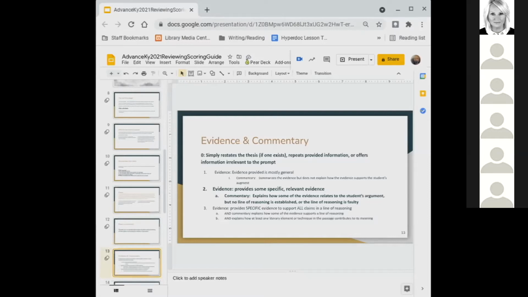Now, a 3 also explains how at least one literary element contributes to the meaning. So if you talk about setting, I want you to think about your own essays. If you are describing the setting, you are saying the setting is important in this prose passage, are you saying why the setting matters to the meaning of the text?